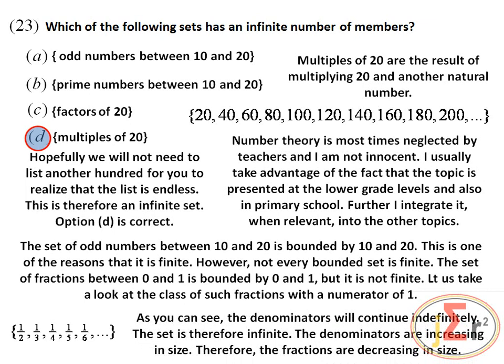As you can see, the denominators will continue indefinitely. The set is therefore infinite. The denominators are increasing in size, therefore the fractions are decreasing in size. So if we are going to list all of these fractions or attempt, we will go to 1/7, 1/8, 1/9, 1/1,000, 1/1,000,000, 1/1,000,000,000, and we'll continue on and on indefinitely. So that although it is bounded, it is still infinite.